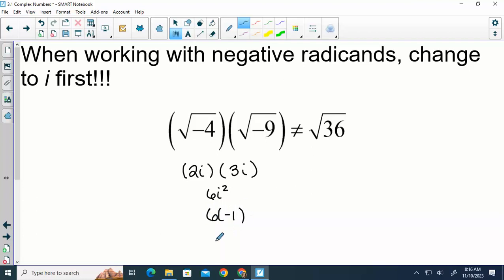So that means 6 times negative 1, and it gives you a negative 6. So it is not the same as if you multiply them first.